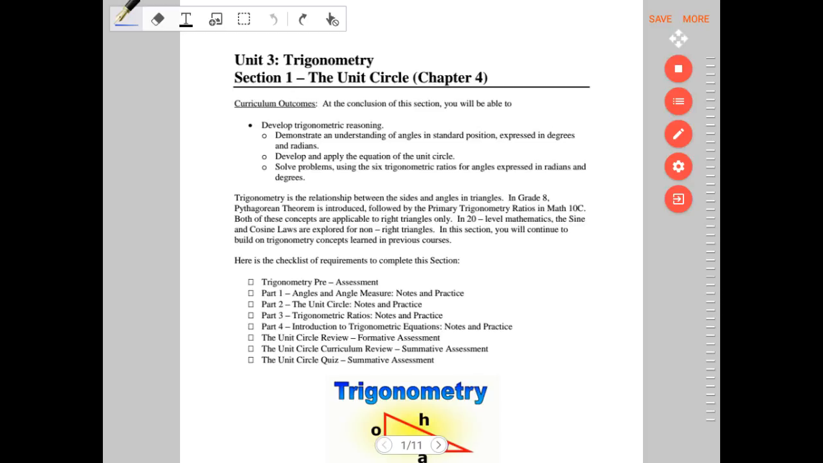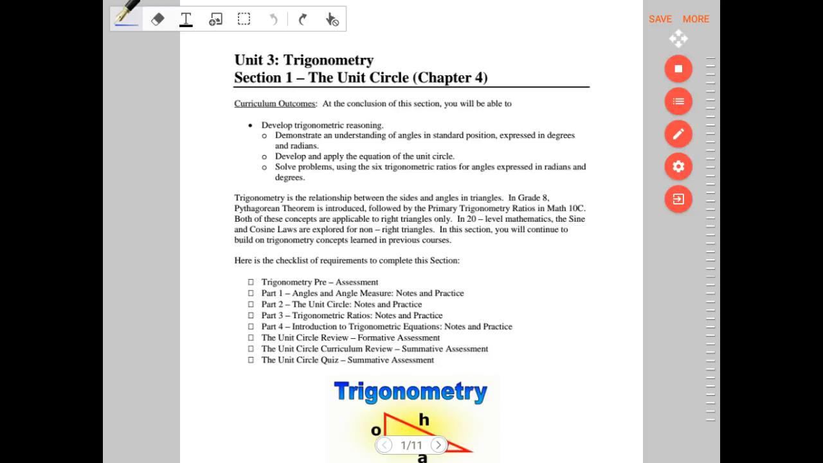To complete this section, you have a bunch of things you've got to do. One of those is a trigonometry pre-assessment. If you haven't done that, then you should probably pause this video, get that out, and get it sorted out before you continue. Your teacher will have the key for this, so make sure you ask for it when you are done your pre-assessment.